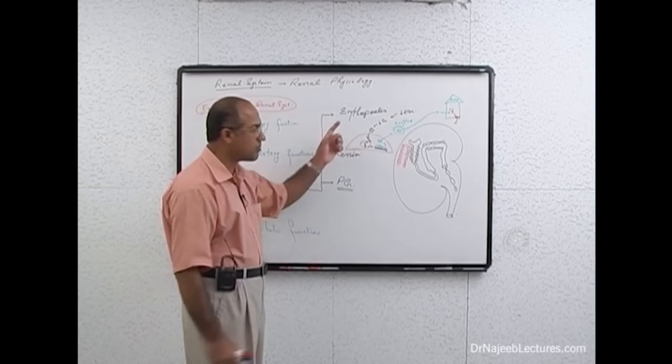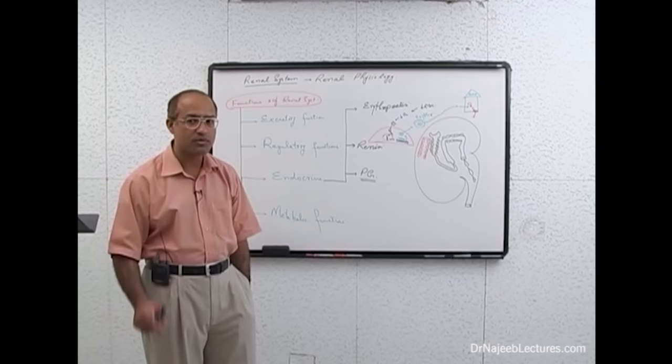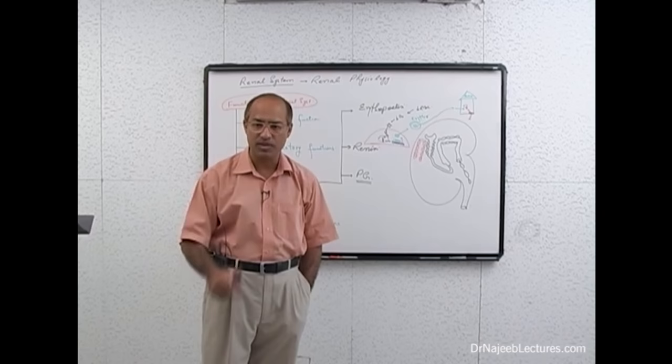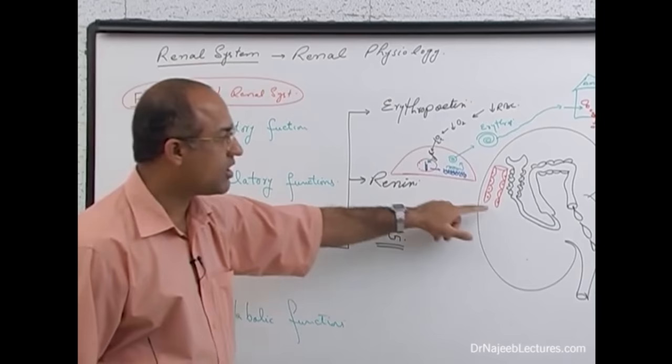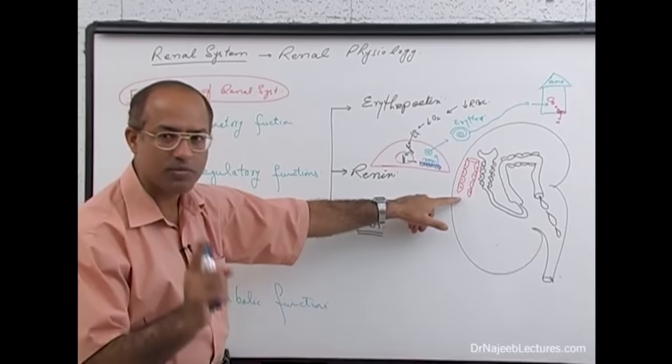How long does it take for the erythropoietin effect? This is very important. If I give you an injection of erythropoietin right now, it will take about 1 week before it starts raising the RBC level. It was a good question. Now, erythropoietin, you know exactly where it comes from: it is from endothelial cells present in the peritubular capillary network.